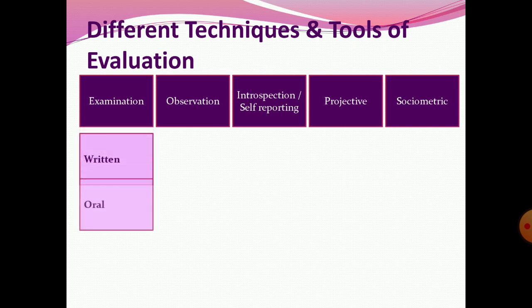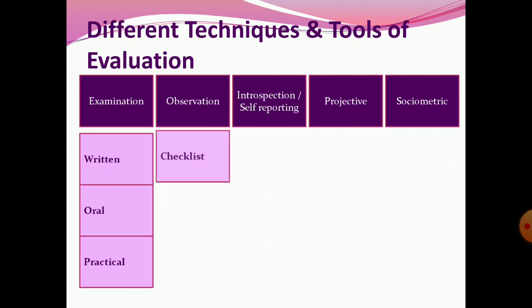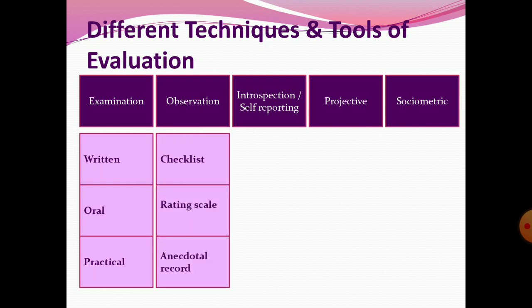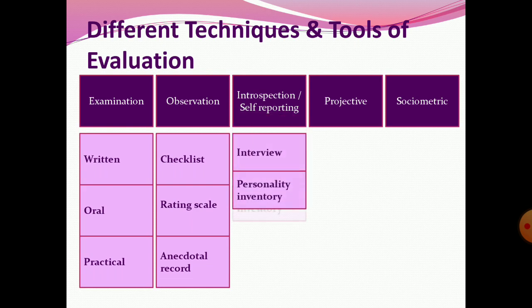Under examination, there are written examination, oral and practical examinations. Under observation technique, we can use checklist, rating scale and anecdotal record. Under introspection technique or self-reporting technique, we can use a number of tools and techniques, for example, interview, personality inventory, problem inventory, interest inventory, etc.